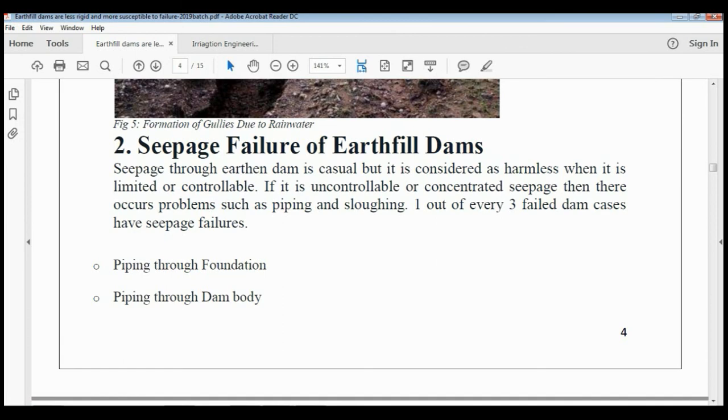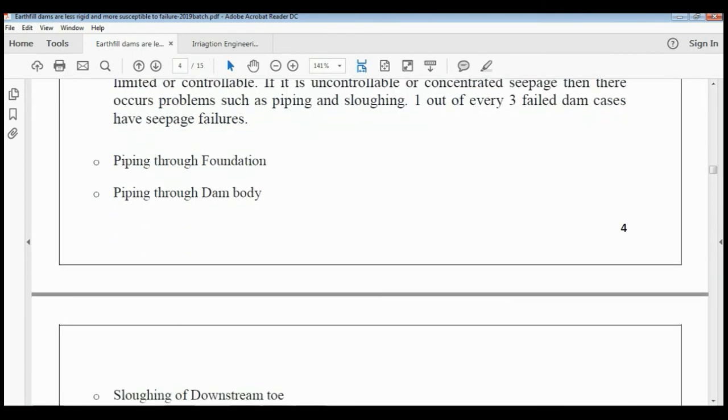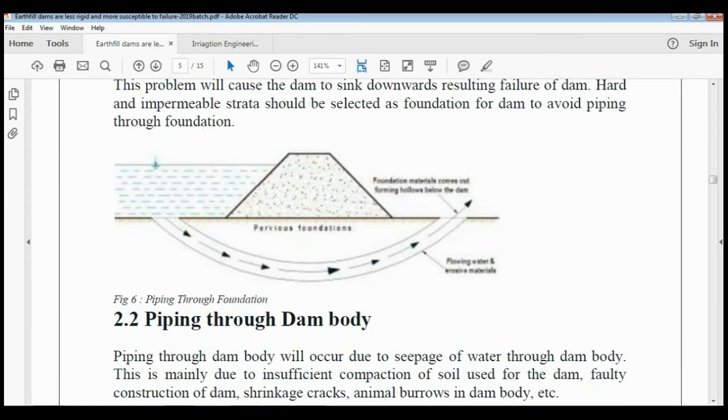First of all, what does piping mean? Piping means subsequent removal of soil particles, or progressive erosion. Due to that, pipe-shaped cavities are formed in the dam, and through them water flows continuously. Piping may be possible in the foundation, and piping may be possible in the dam body. So this is the piping in the foundation. You are seeing here continuous water is flowing, and a pipe-shaped cavity is formed in the foundation. This happens due to the continuous removal of soil particles along with the water, and that's why this piping is formed.